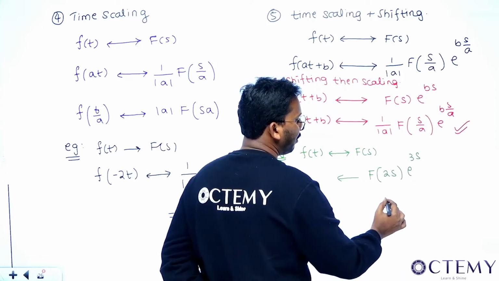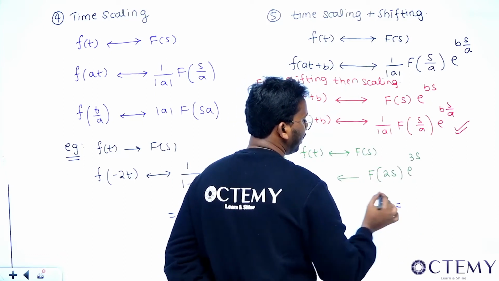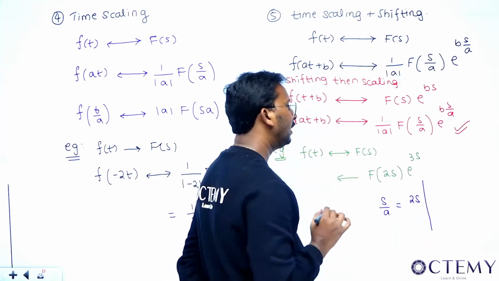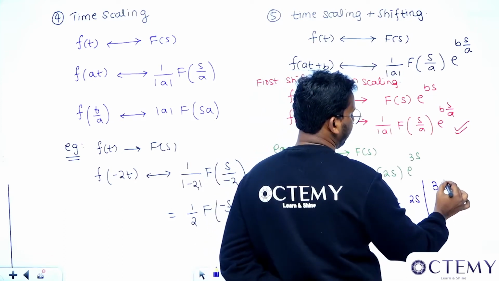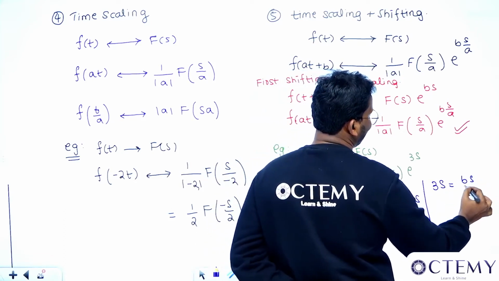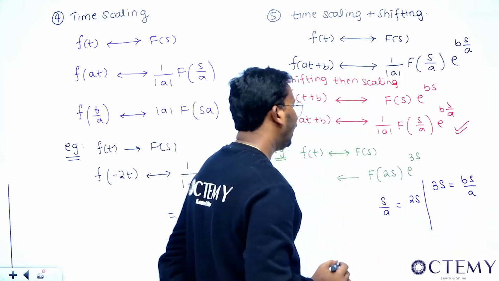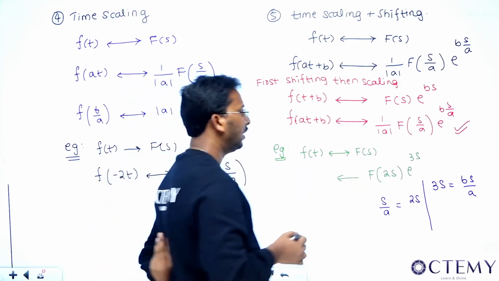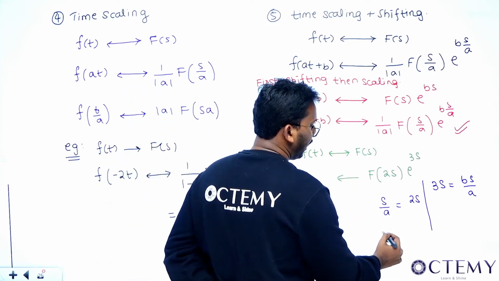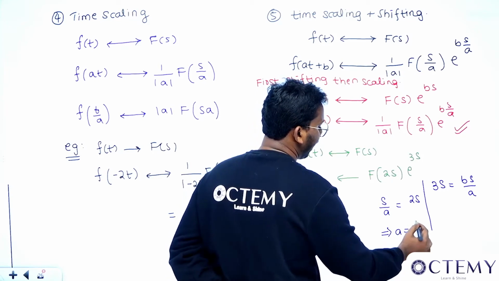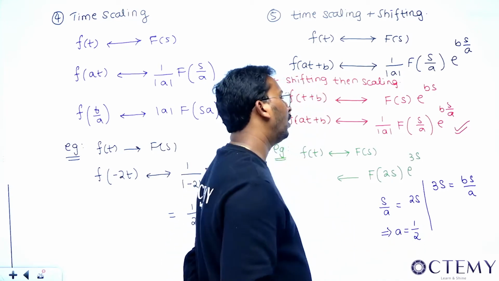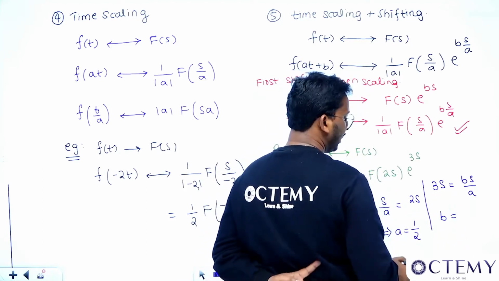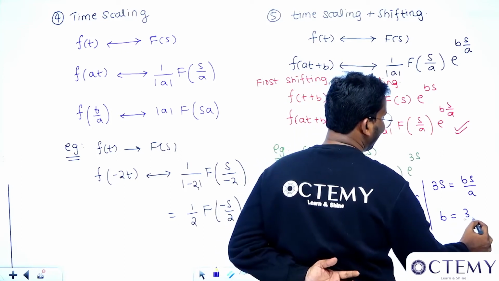Basically s by a should be equal to 2s, and your 3s should be equal to b s by a, right? And there is nothing here, so you have to send it this side. So we will send it here. See sir, what will happen? From here I can get what is a? From here you will get a as 1 by 2. And what will you get b as? From here, if you put a is equal to 1 by 2, b will become equal to 3 by 2.